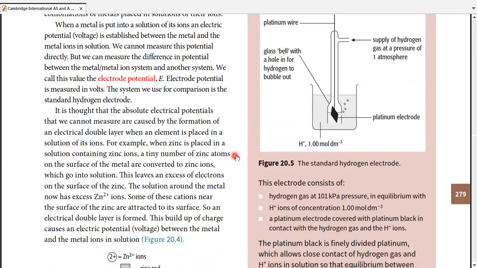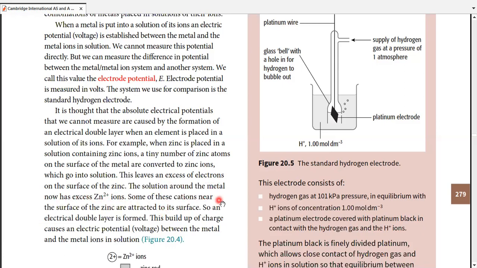क्योंकि उसके ऊपर फॉर्मेशन होती है इलेक्ट्रिकल डबल लेयर की. For example, a piece of zinc is placed in a solution containing zinc ions. A tiny number of zinc atoms on the surface of the metal are converted into zinc ions, which go into the solution. This leaves an excess of electrons on the surface of zinc.